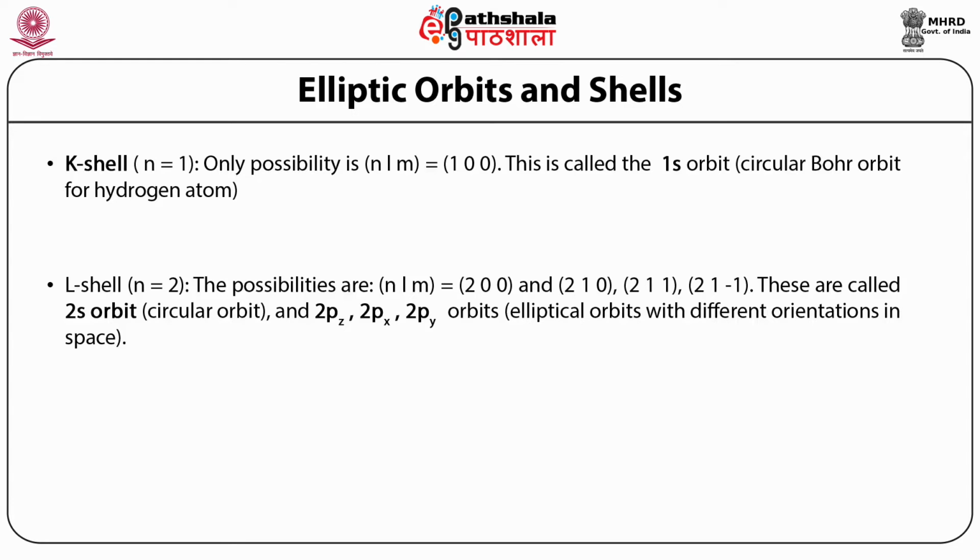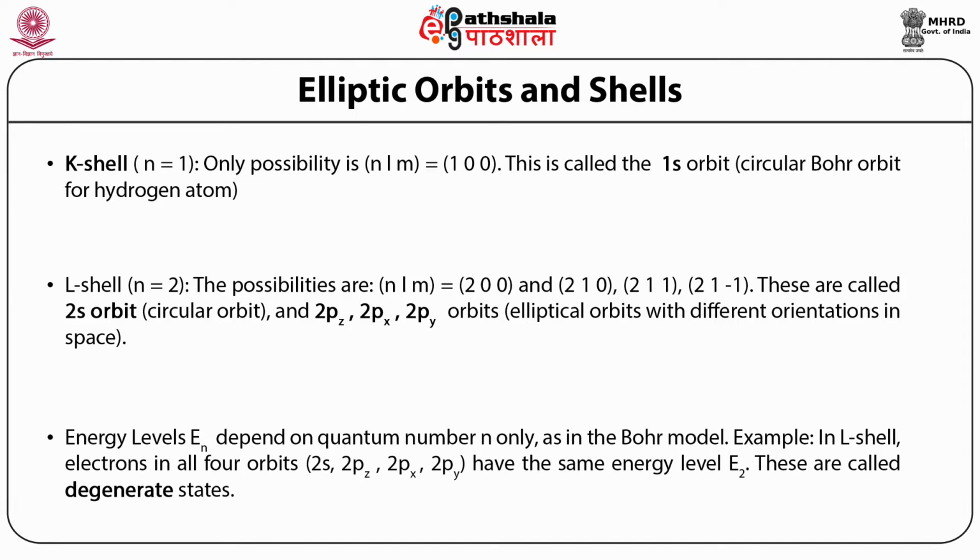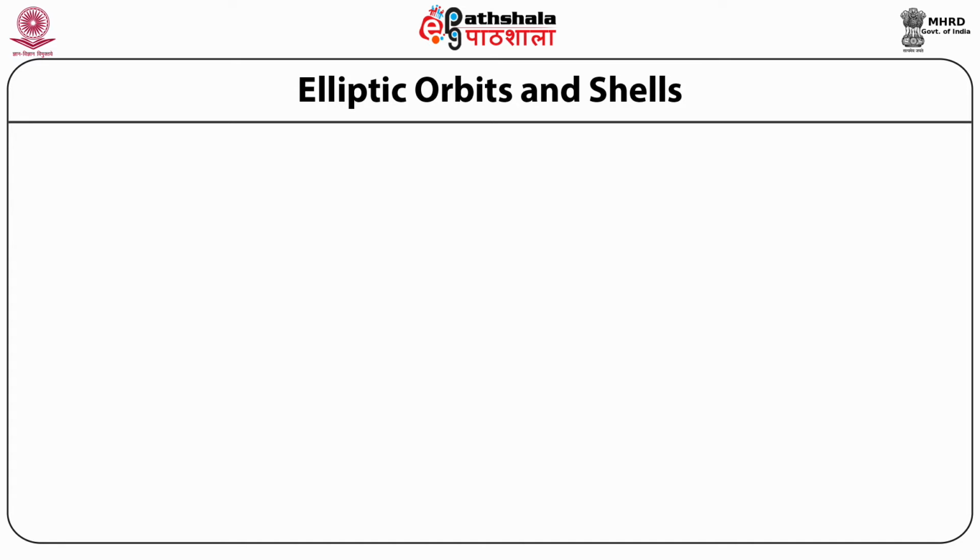And then the next point is to note that the energy levels depend on the principal quantum number n only, as in the Bohr model. So for example, in the L shell, all the 4 orbits, 2s and three 2p orbits, have the same energy level, E2, which is calculated from the Bohr model by putting n equal to 2 in the expression for the energy levels. These are called degenerate states, and we'll learn much more about these things when we talk about the Schrödinger equation in modern quantum theory. We just say a few more words about the elliptical orbits and shells.